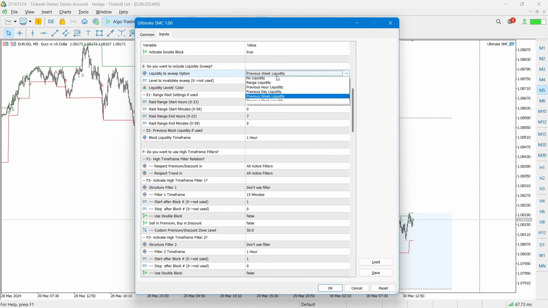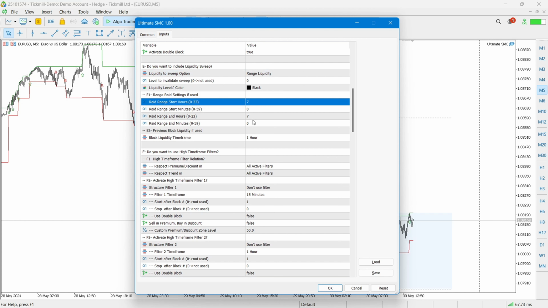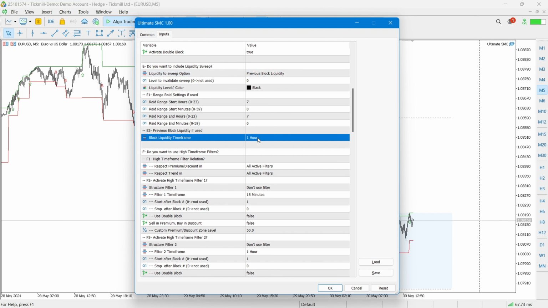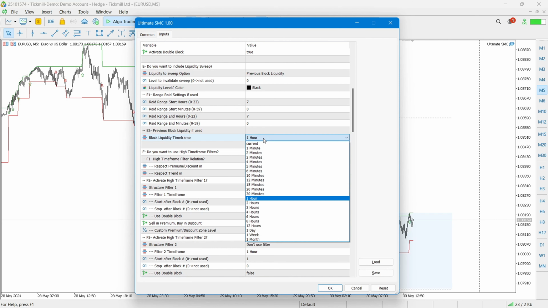Simply, when we select a range, we need to specify the end of the range and the start of the range, giving the hours and minutes for both times. And in case we are selecting a previous block liquidity, we can opt for which time frame we're going to check this block. For example, if we're trading on 5 minutes, we need to sweep the 1 hour liquidity block, or maybe the 1 day liquidity block, and so on. So this time frame here in E2 will help us define on which time frame we need to do the sweep of liquidity.